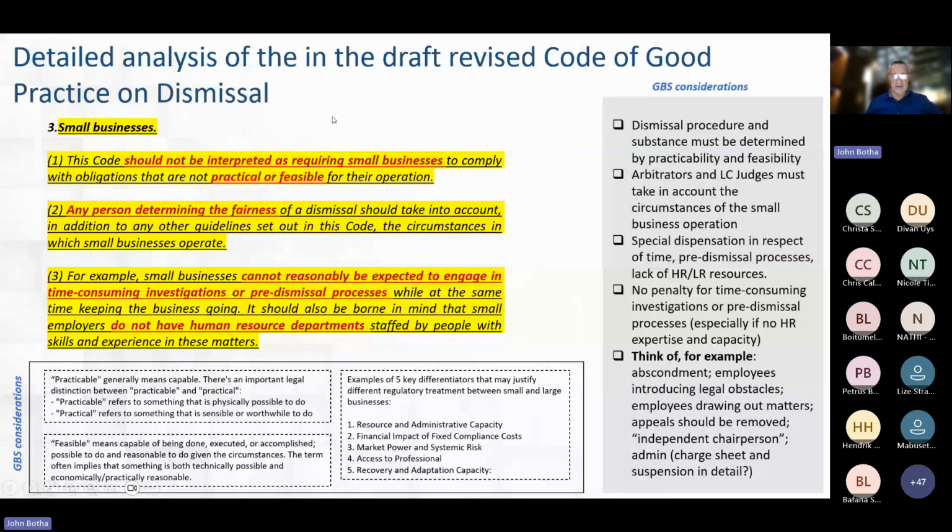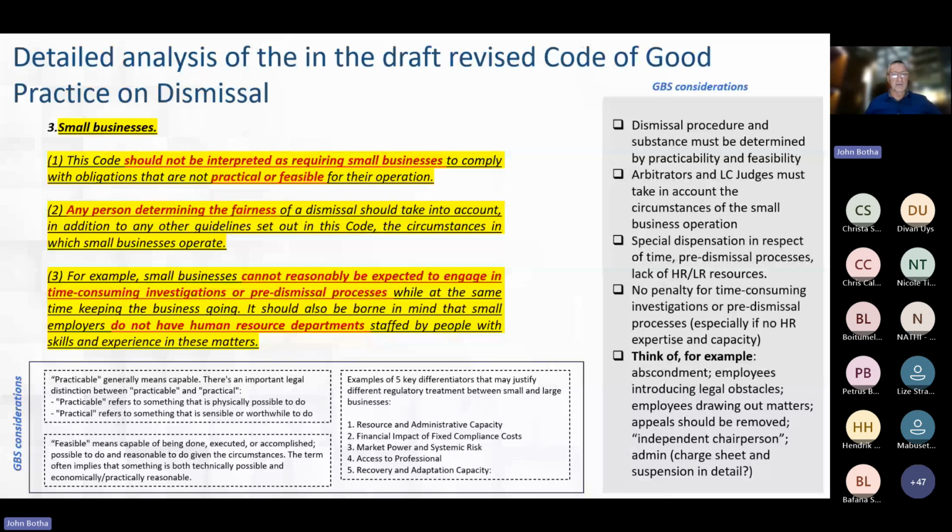Now, colleagues, what's interesting is, as part of the introduction, after that opening preface, they go to small businesses. And as I said earlier, they haven't defined what a small business size is, but what they have said is that a small business, in applying this code, should not be interpreted as being required to comply with obligations that are not practical or feasible. Now, you would know, colleagues, for example, that practicality and feasibility is based on your available resources and your available time.